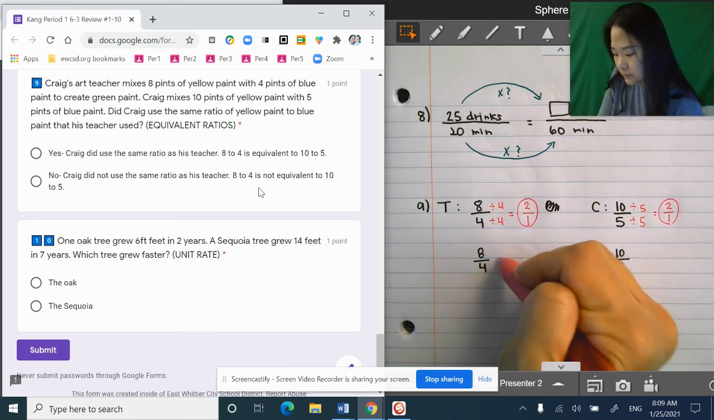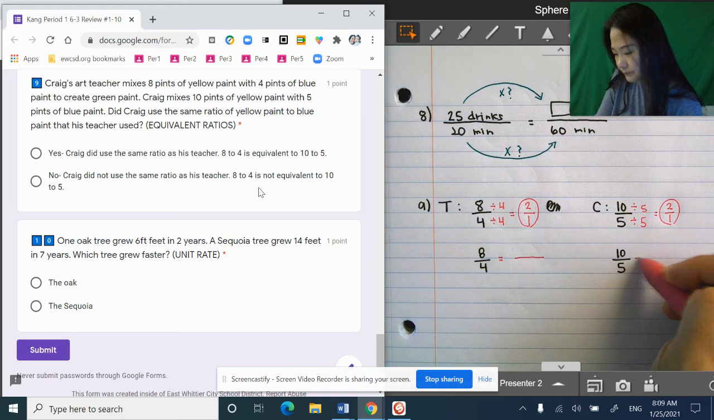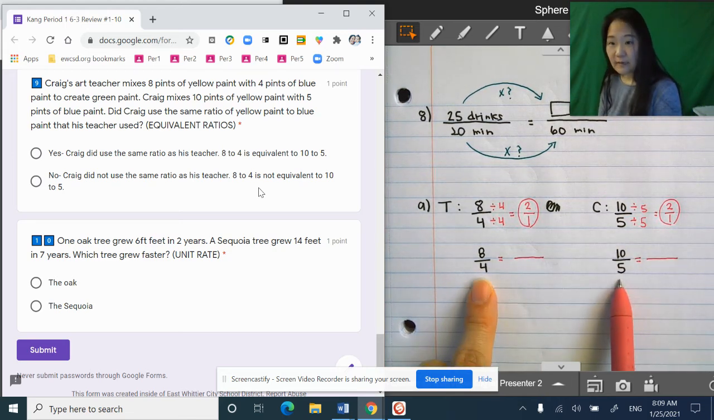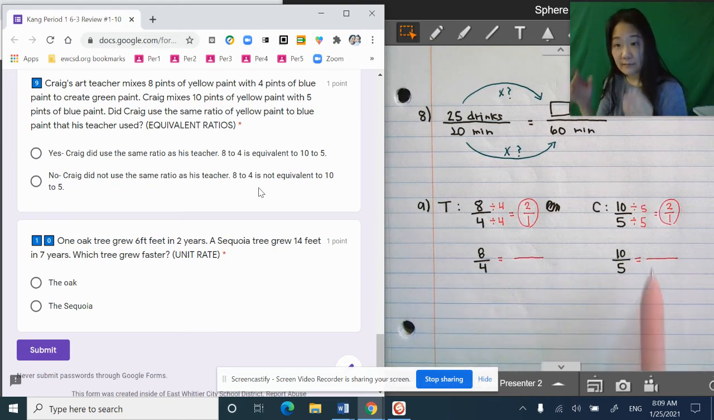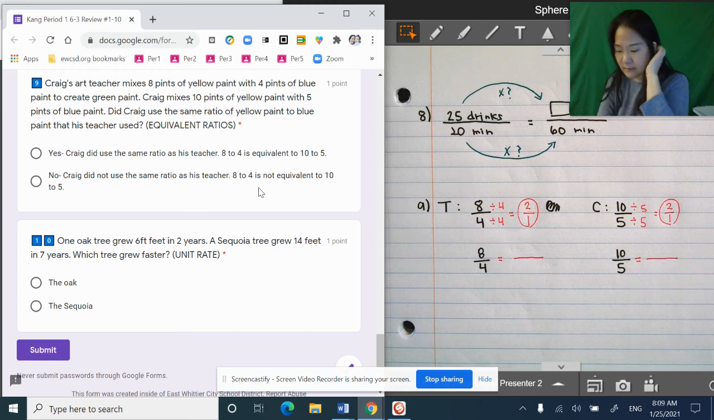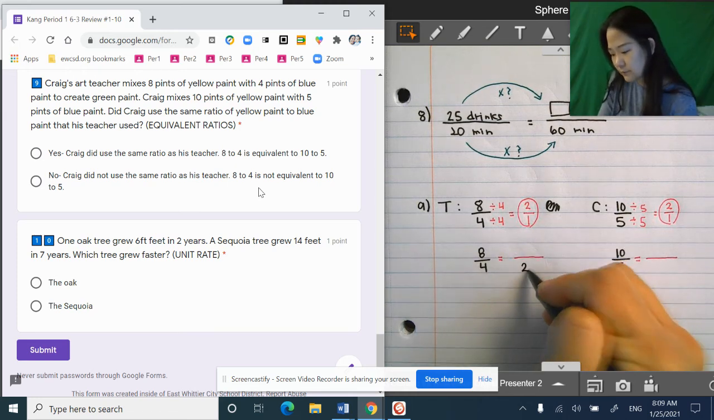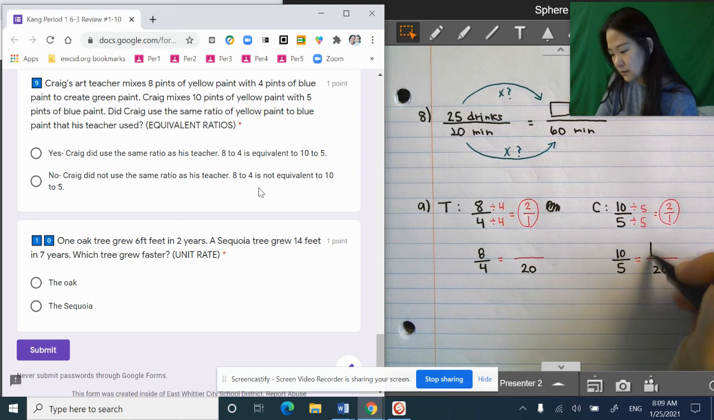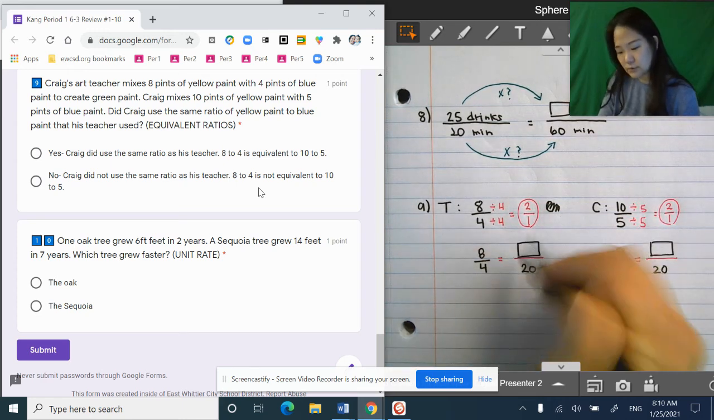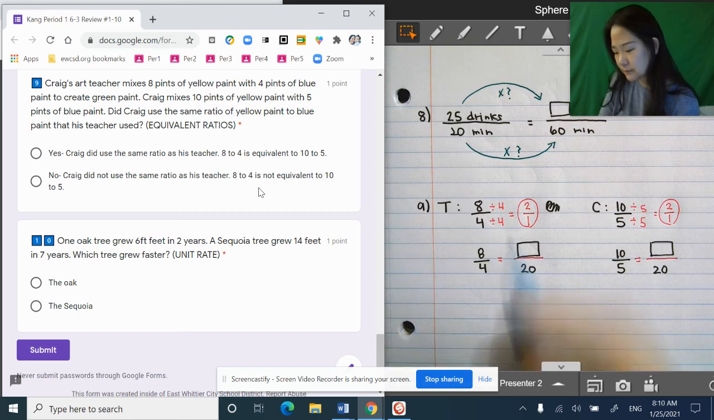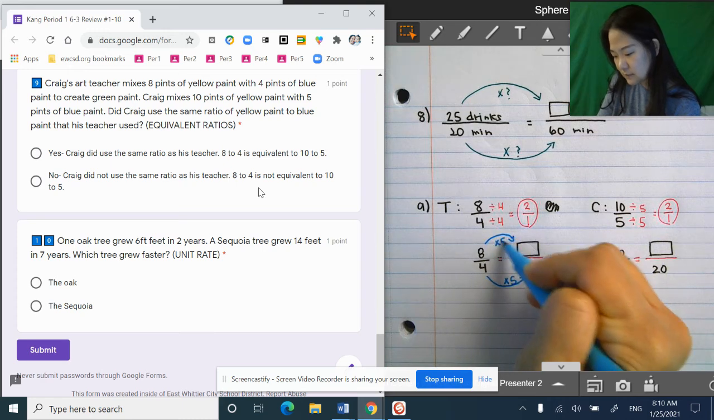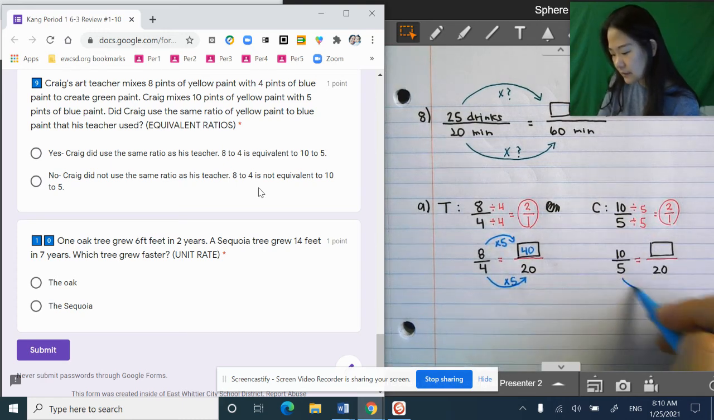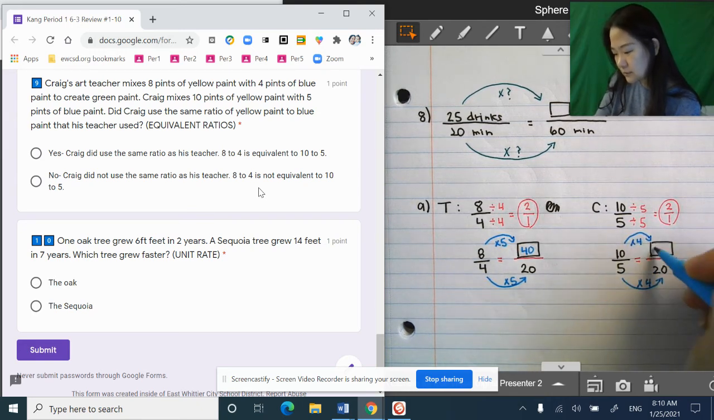You can also rewrite them with a common denominator. If you look at 4 and 5, the common denominator of 4 and 5 is 20, from the multiples of 4 and multiples of 5. So I can rewrite both with 20 on the denominator and then compare the numerators. With this one, I need to multiply by 5: 4 times 5 is 20, 8 times 5 is 40. Here, I need to multiply by 4: 5 times 4 is 20, 10 times 4 is 40.